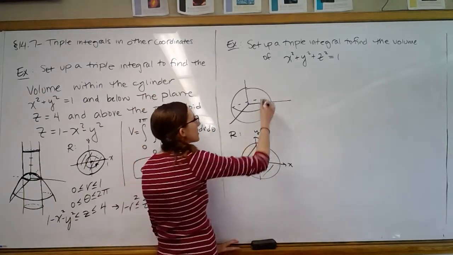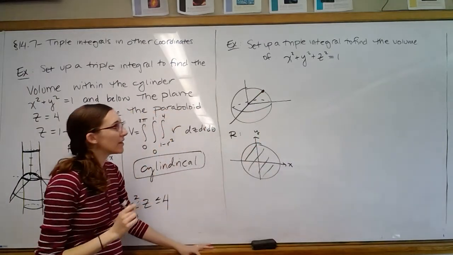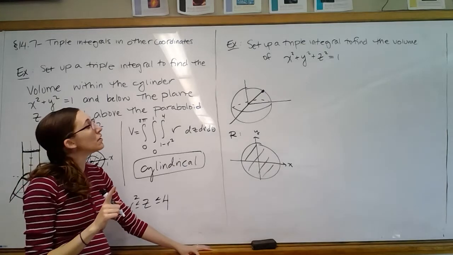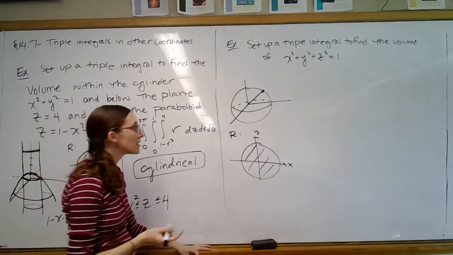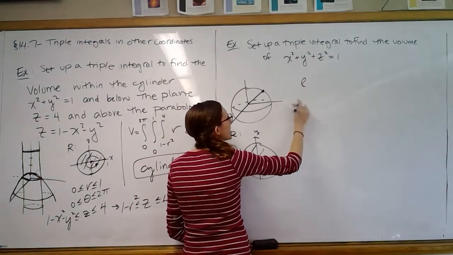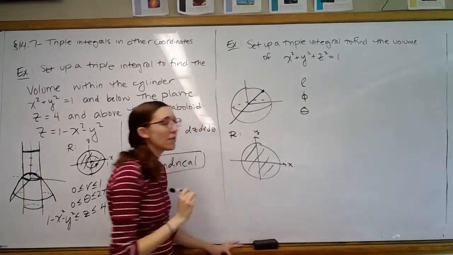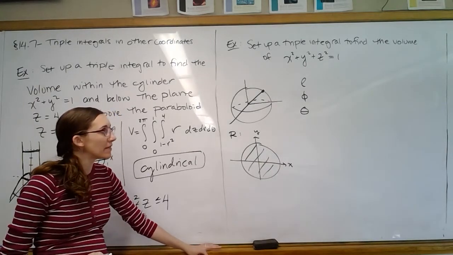So if I picture having some sort of point here, what we're going to try and think about is how that point needs to move around in order to trace out everything within this sphere. So let's think about what rho needs to do, what phi needs to do, and what theta needs to do. And we want to remember, get everything within this sphere.